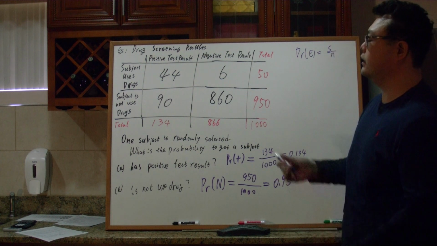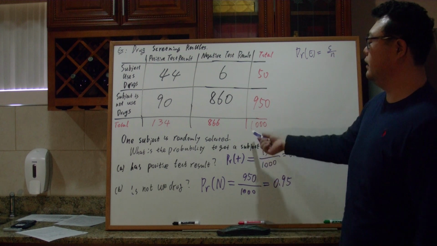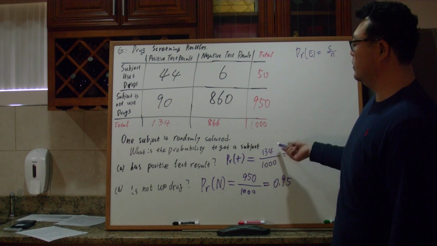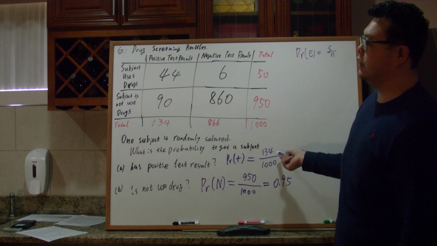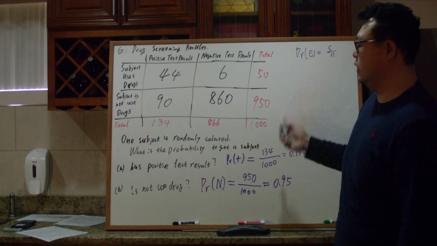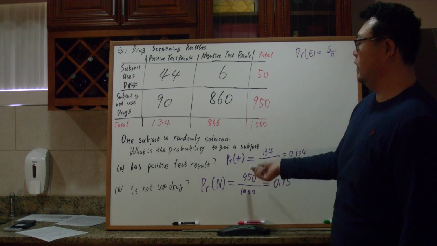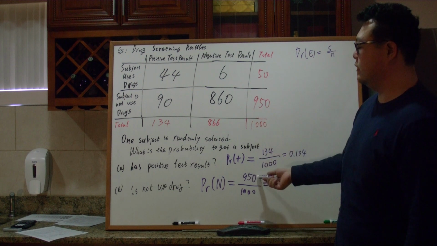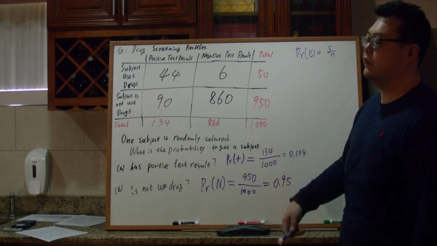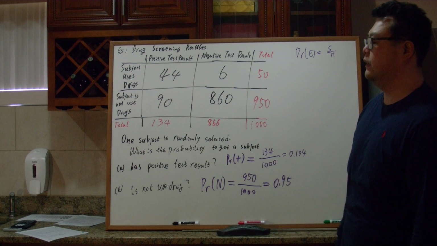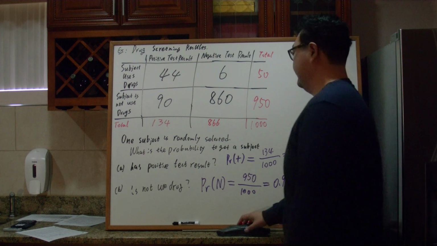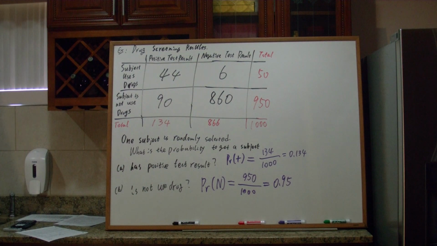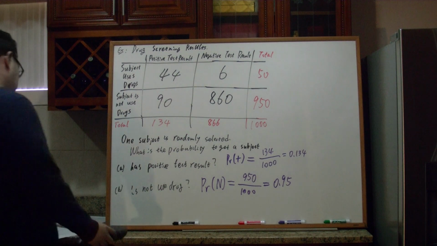We always use the classical approach to do so. We get 1,000 possible total subjects to be selected, and the possible positive selections are 134 of them. So selecting one, that's 134 over 1,000. And the possible selections from the subjects not using drugs are 950 of them. So 950 over 1,000 will be the probability of selecting one who does not use drugs. Right, so that is this approach.